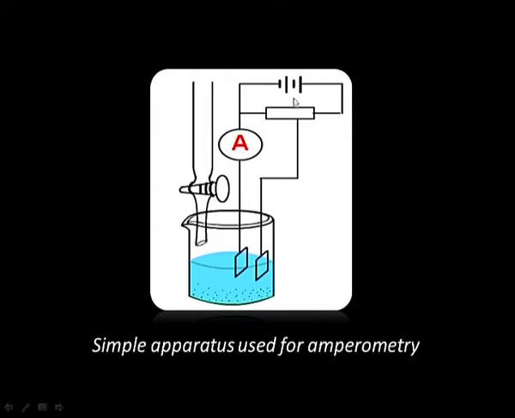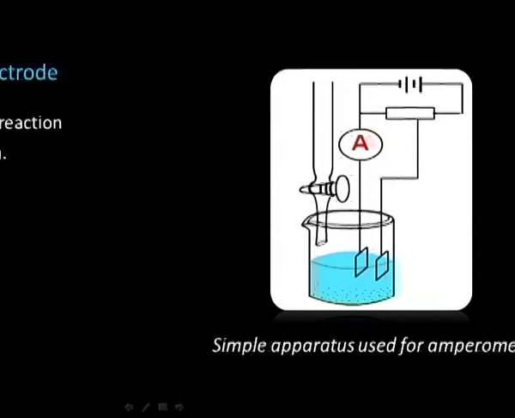Here we have a source of applying potential, that is usually a battery, and here we use a potential divider so that the desired potential can be applied. The two electrodes are dipped in a solution containing sufficient supporting electrolyte, and this A represents the current measuring device, usually a meter, and here this microburette is used for adding different volumes of the titrant.